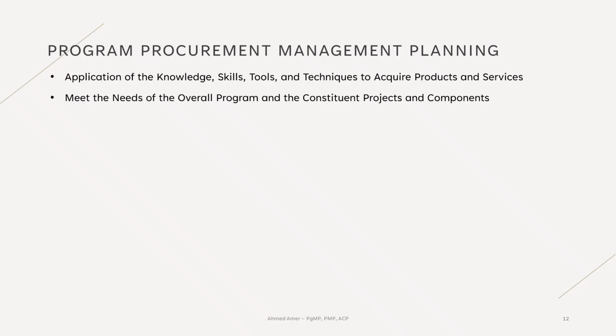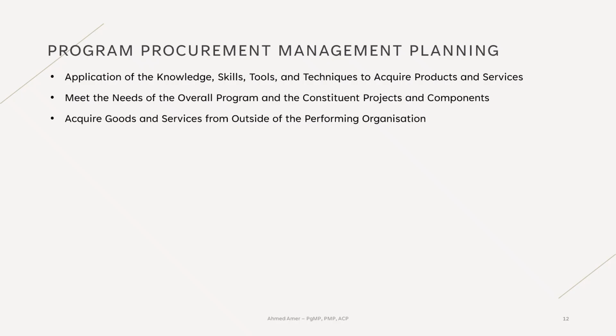This planning activity focuses on understanding everything the program must acquire from outside the performing organization. I think by now most of you can guess that the output of this work is the Program Procurement Management Plan, which becomes a component of the overall program management plan. In simple terms, program procurement management planning is the strategy for how the program will buy what it needs, when it needs, and in the most efficient way.